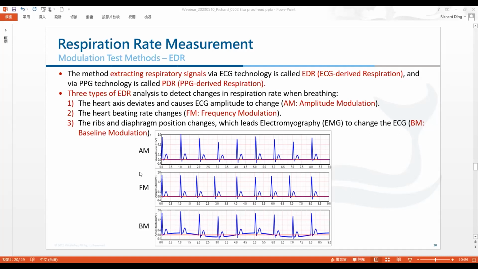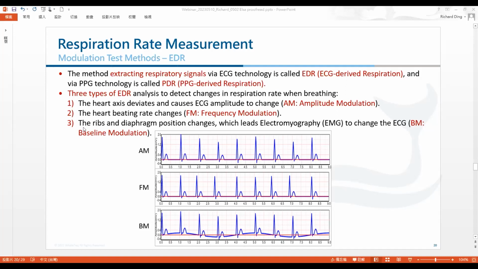And the second one is the heart beating rate change. When breathing, the heart beating rate changes. So this will change the frequency, the peak frequency. So you can see longer, shorter, the frequency change. So this is the frequency modulation method.